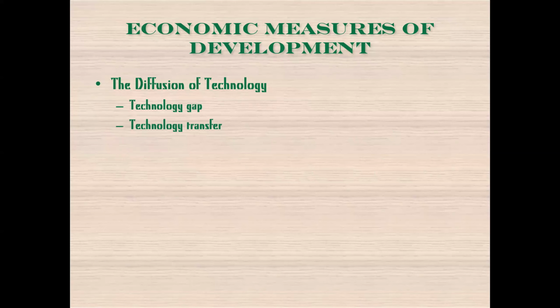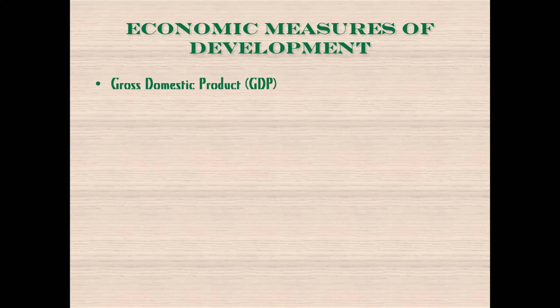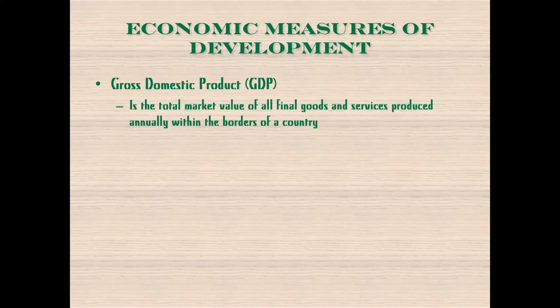We'll talk about these issues, diffusion of technology, and we're going to talk about one of the economic measurements of development, which is gross domestic product. It's the total market value of all final goods and services provided by a country. So it's basically the income of a country, all that a country is worth. So for example, in 2014, 2015, and now 2020, that's the US GDP, and that's T for trillions of dollars.